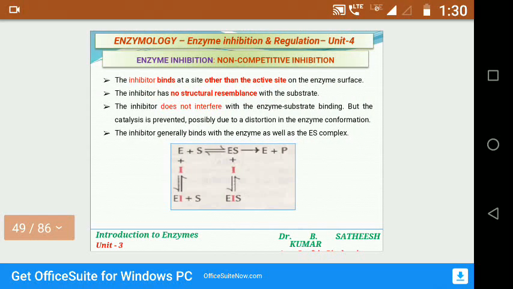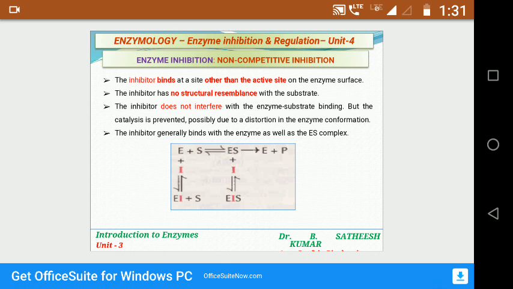And the second one is non-competitive inhibition. In non-competitive inhibition, the inhibitor is completely different from the substrate. It will not compete with the substrate for the active site. It binds to a site other than the active site on the enzyme molecule. So it has a separate site for binding. Therefore, it binds to the other site and inhibits the enzyme activity.